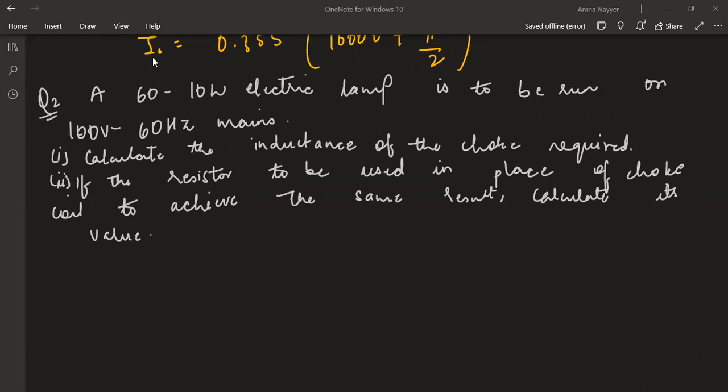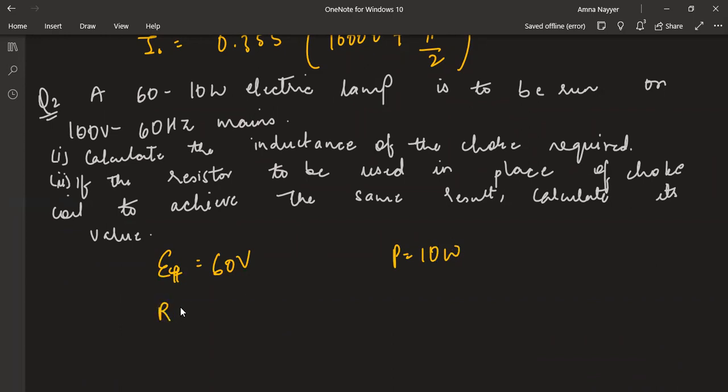A 60 volt, 10 watt electric lamp is to be run on 100 volt, 60 hertz mains. You have to calculate the inductance of the choke required, and the resistor to be used if a resistor is used instead. Second part we'll see later. First part: see the EMF that is given to you. E effective across the lamp is 60 volt, and power is 10 watt.